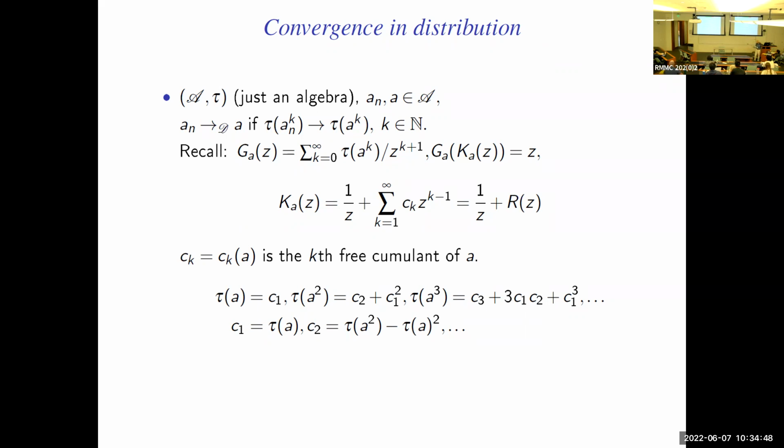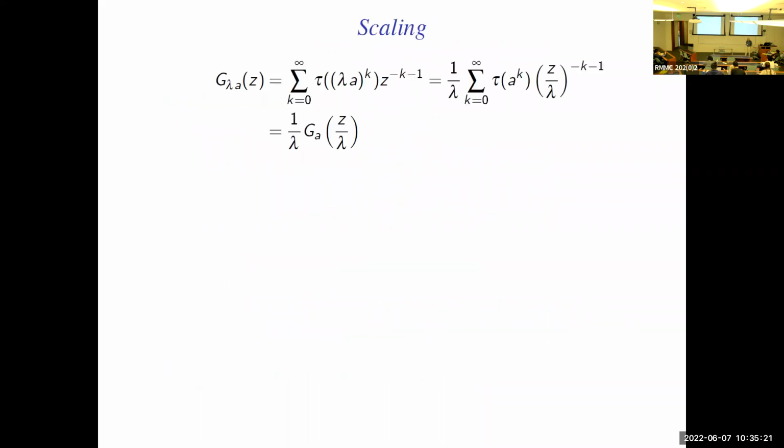c_1 is tau of a, and c_2 is tau of a squared minus the square of tau of a, which you recognize as the variance of the variable, and so on. And it's very easy to see from these formulas that you have convergence in distribution if and only if you have convergence in cumulants. a_n converges to a in distribution in this weak sense if and only if the cumulants of a_n converge to the corresponding cumulants of a. Okay, so that's what convergence of distribution is.